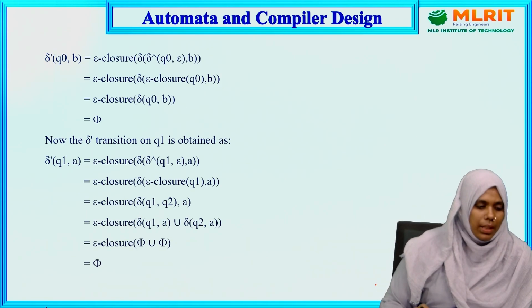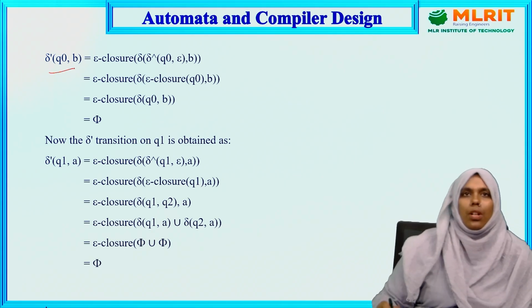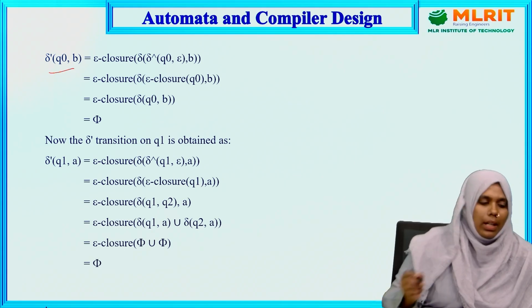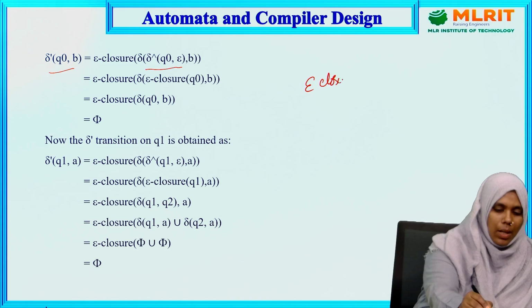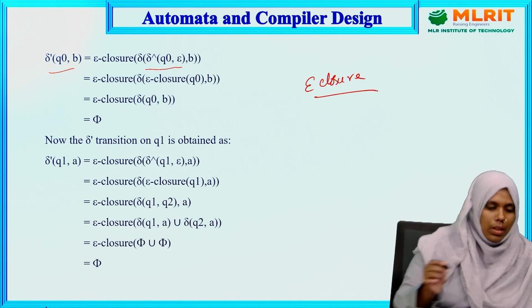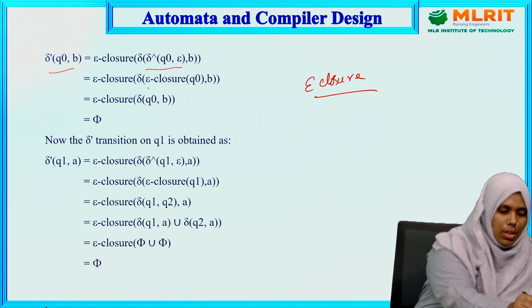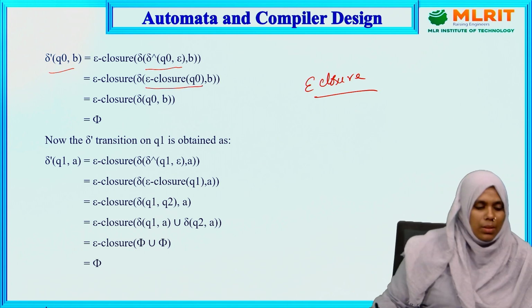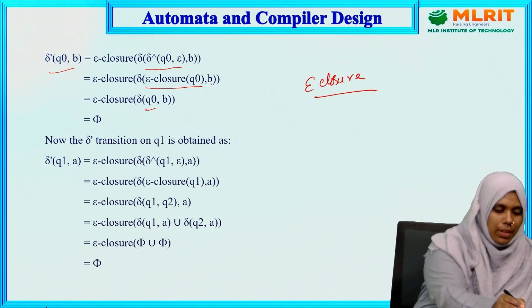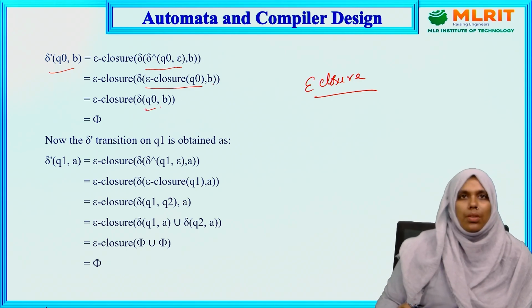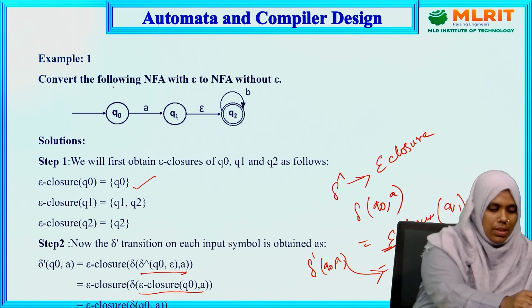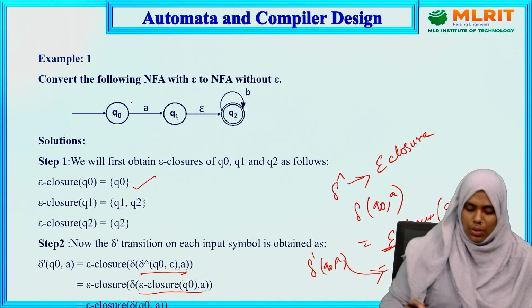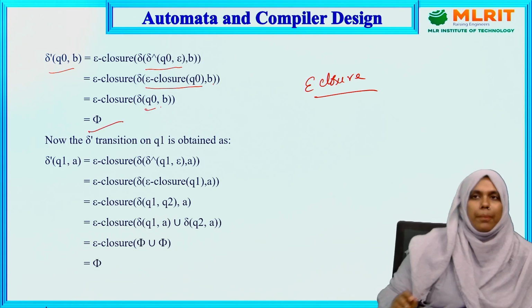Now coming to the next one, transition dash of Q0 comma B. The same formula: epsilon closure, transition gap Q0 comma epsilon, which is denoted by the epsilon closure. So epsilon closure of Q0 is Q0 itself, comma B. Transition of Q0 comma B. If you look, is there a transition of Q0 on B? No, null. So we simply write null.